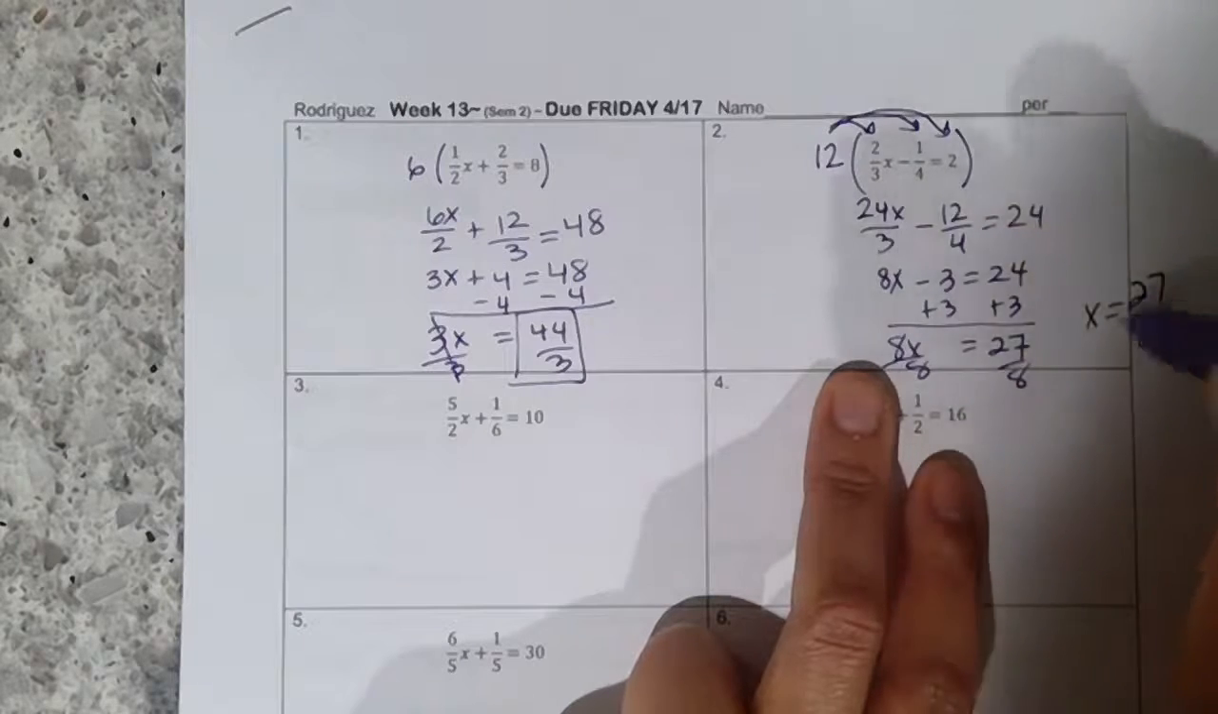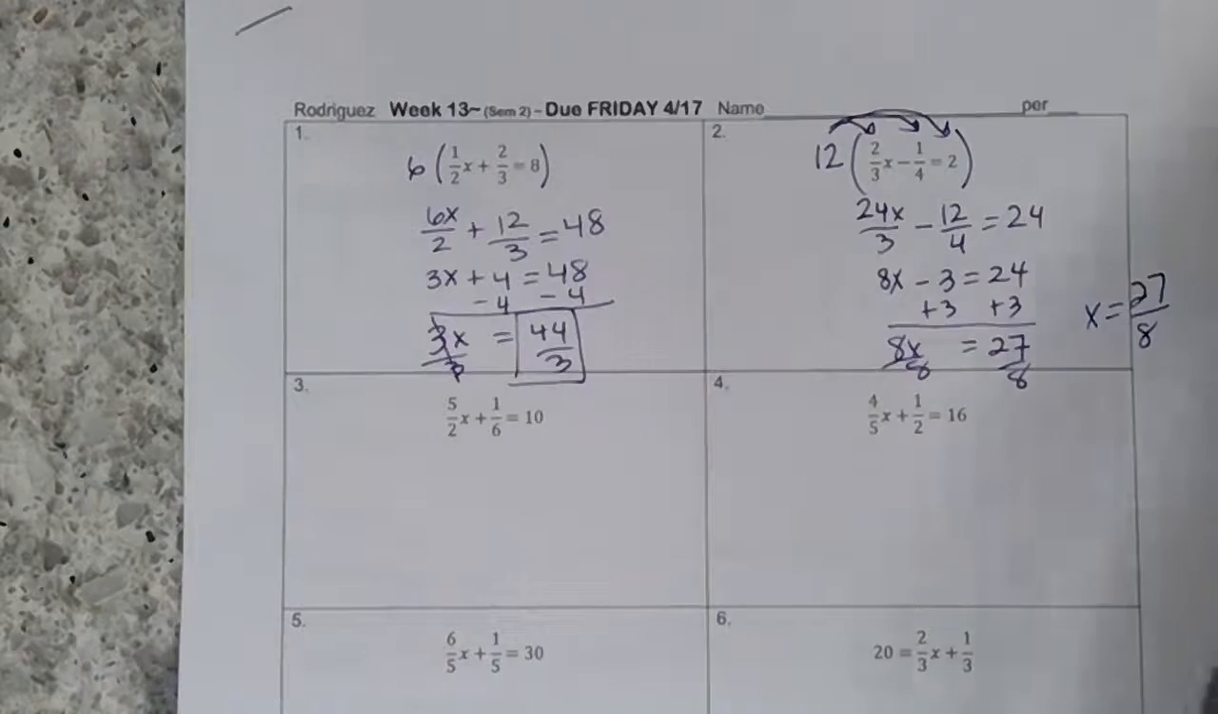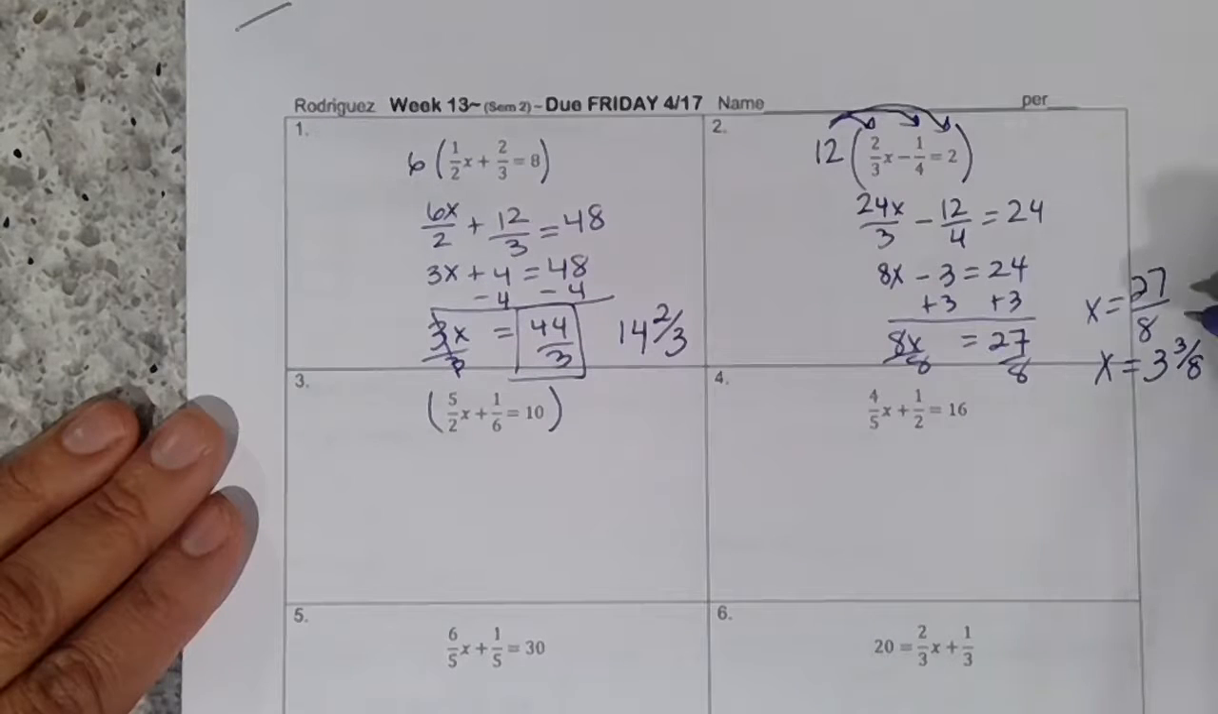And you can leave it as an improper fraction or reduce it if you want and write it as a mixed number. So 8 goes into 27 3 times. 8 times 3 is 24 with 3 left over, so 3 and 3/8.